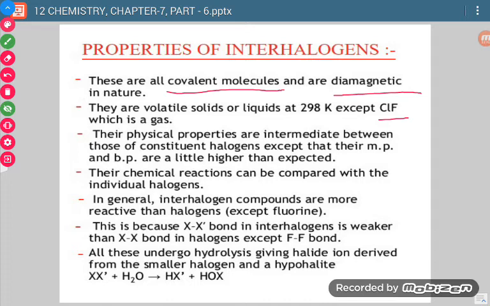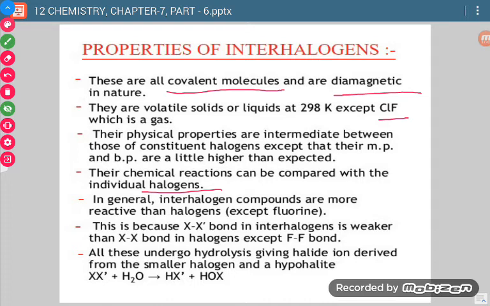Their chemical reactions can be compared with the individual halogens. If we want to compare how they are going to react, many properties will be similar to those shown by halogens. In general, interhalogen compounds are more reactive than halogens.